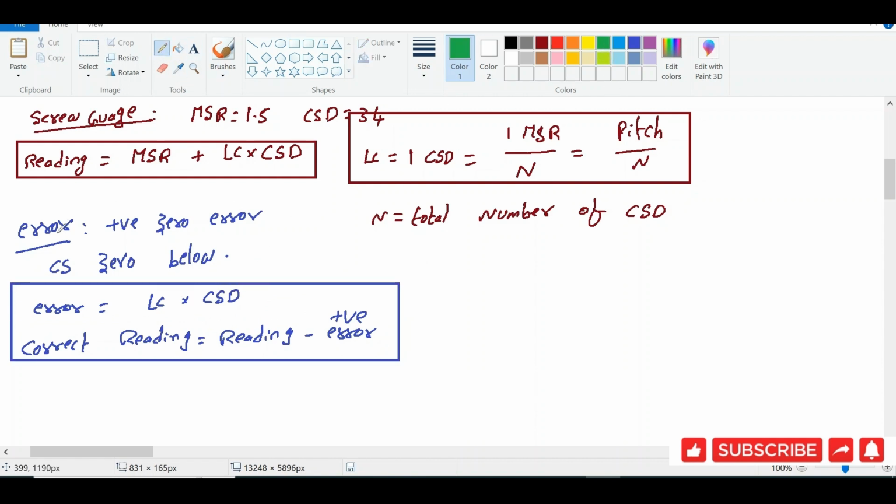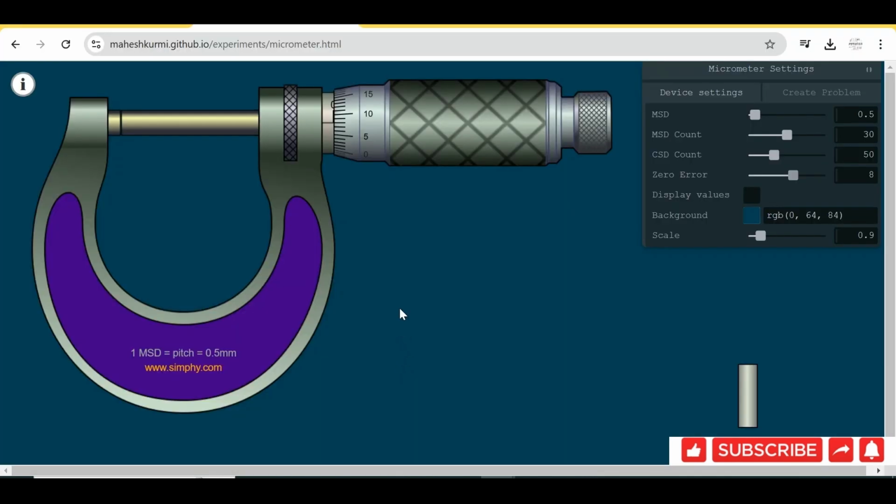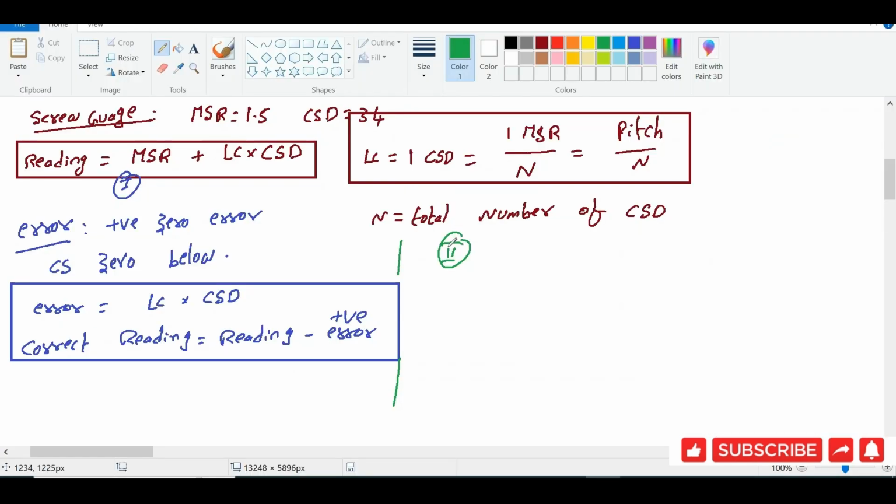Now there is case 1. This is case 1, right? Positive error is case 1. Now there is a possibility of case 2. What is that? Now the circular scale was below. Now it will move above, you see. Now you see circular scale 0 is above. Now it is closed, more closed. Now this is called negative error. Negative zero error.